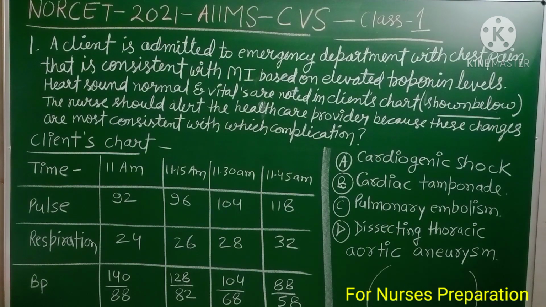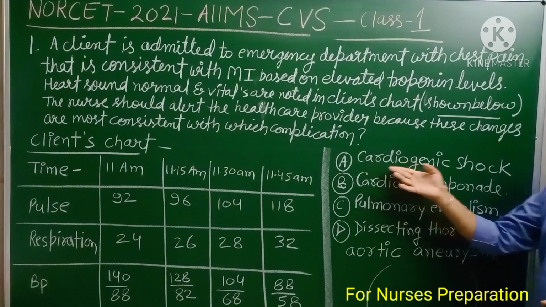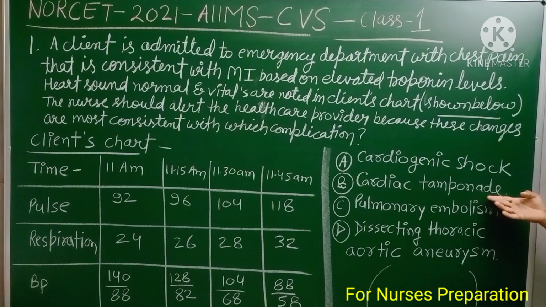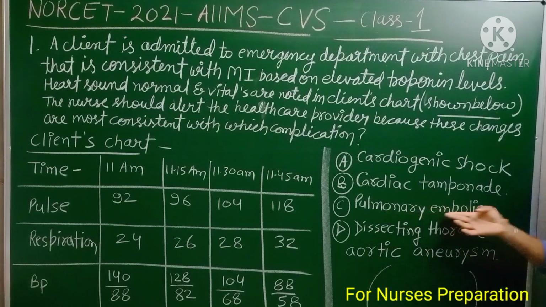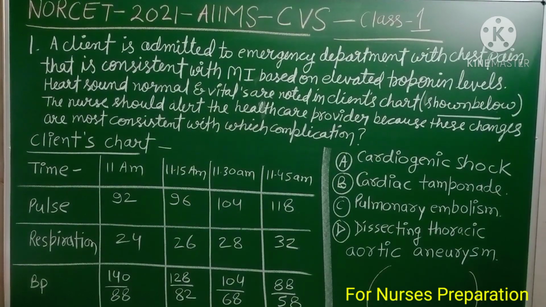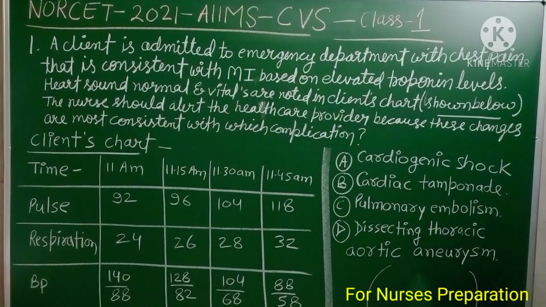Observe this chart and decide the condition. Option A, the patient is developing cardiogenic shock. Option B, the patient has cardiac tamponade. Option C, pulmonary embolism. Option D, dissecting thoracic aortic aneurysm. Which one is correct? So friends, the right answer is option A, cardiogenic shock.